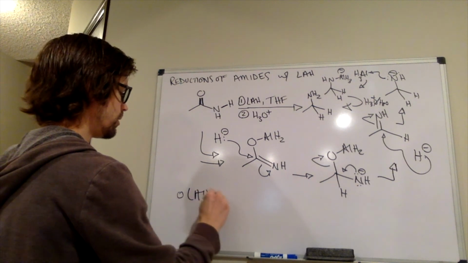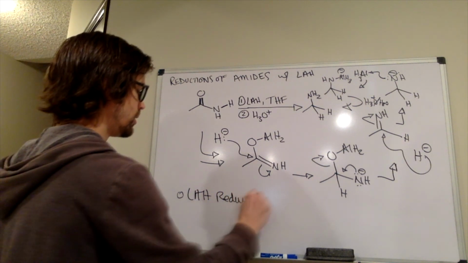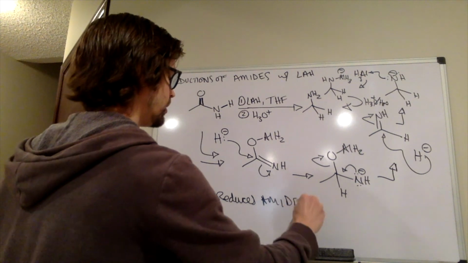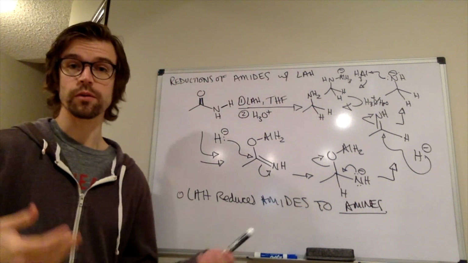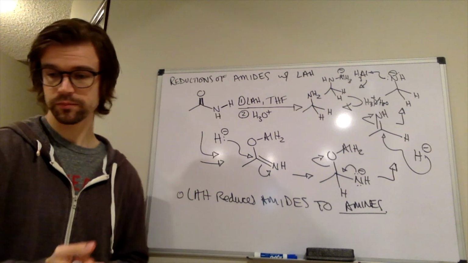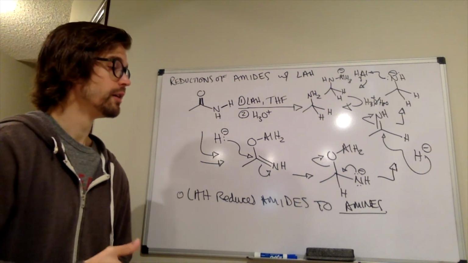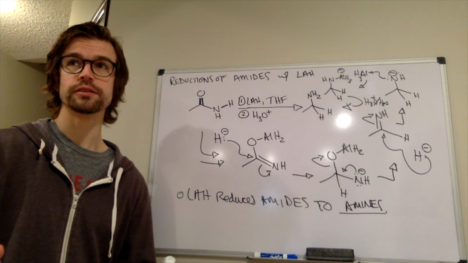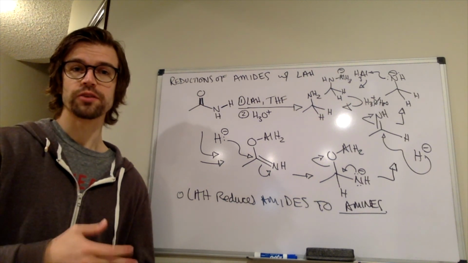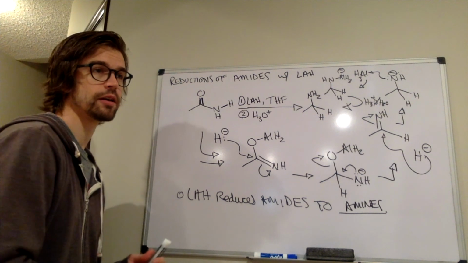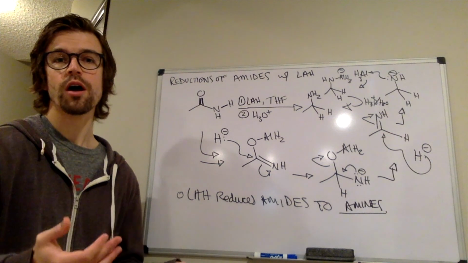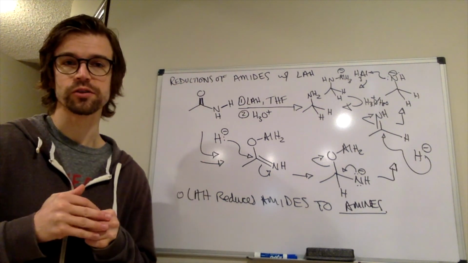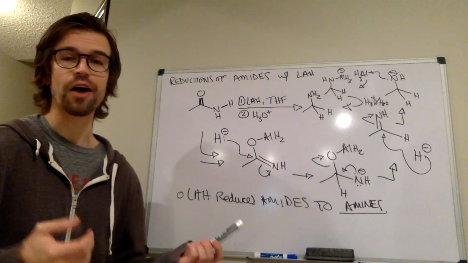LAH reduces amides to amines. So that's how it works with these. Essentially we see that reduction of these less electrophilic carbonyl derivatives. You can essentially make an alcohol if you have just oxygens as part of that functional group. But once you have the nitrogen as part of that functional group, you will get the amine out instead of the alcohol.